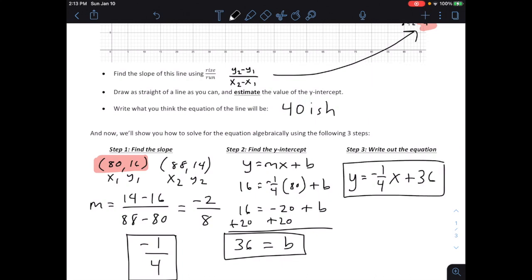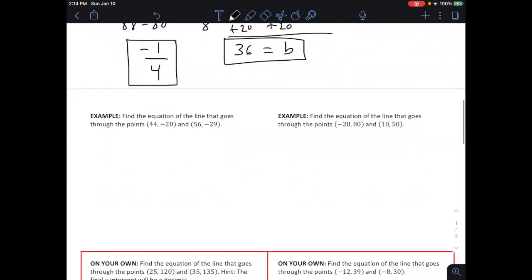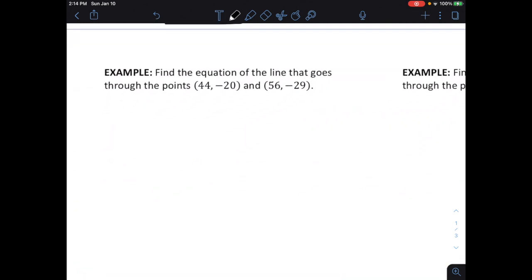And we're done. Okay, so the only thing different than what we did last week is we had to find the slope. So step 1 is the only thing different. Step 2 is what we did last week, where we have a point, we have the slope, and we find b. All right, let's try another one.